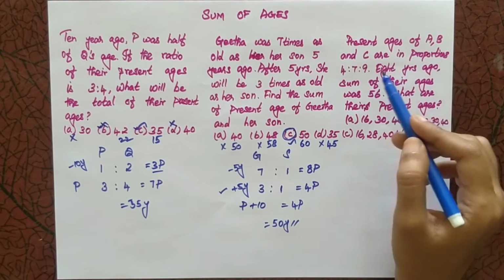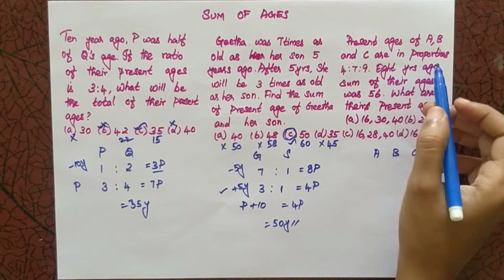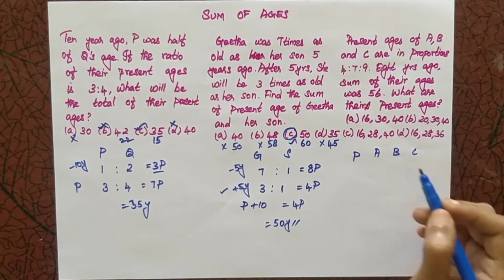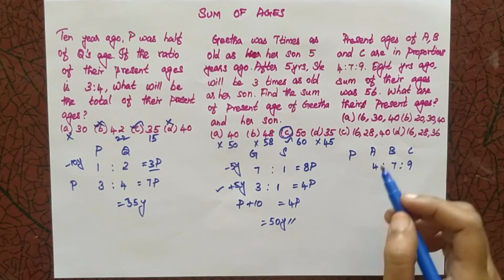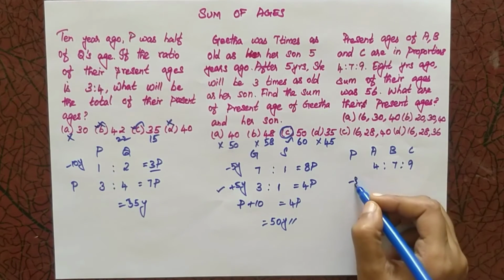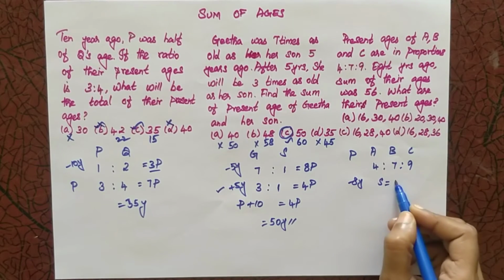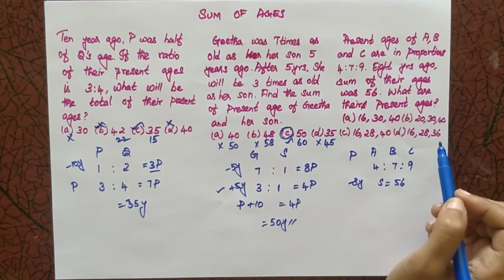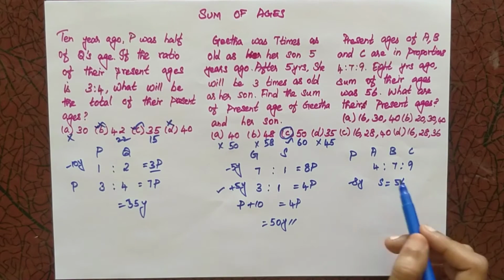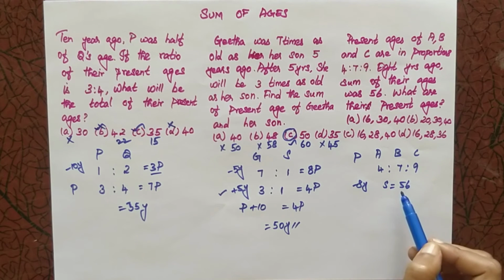Present ages of A, B and C. So there are 3 persons and the present age ratio is 4 is to 7 is to 9. So 8 years ago. So minus 8 years. The sum of their ages is 56. So what are their present ages? So we have to find the present age of each person. So 8 years ago, the sum of all 3 persons' ages is 56.